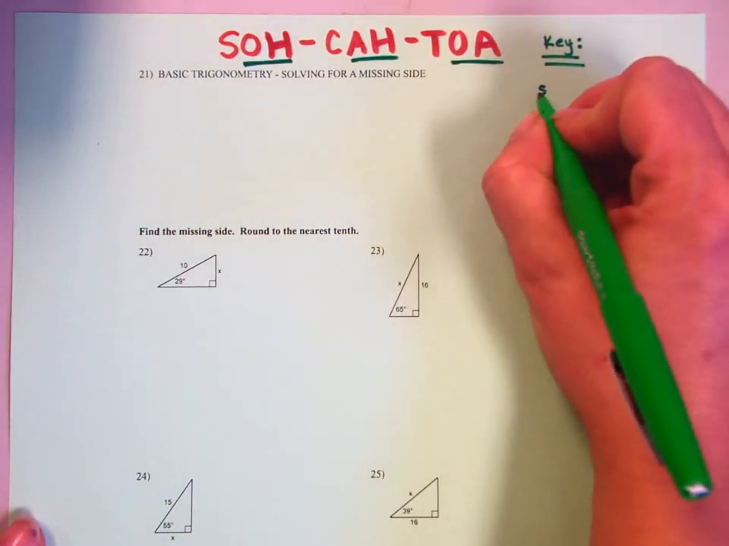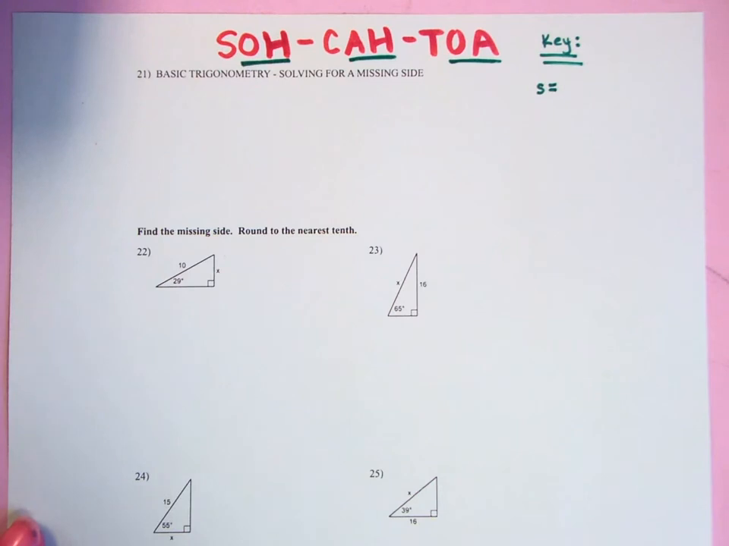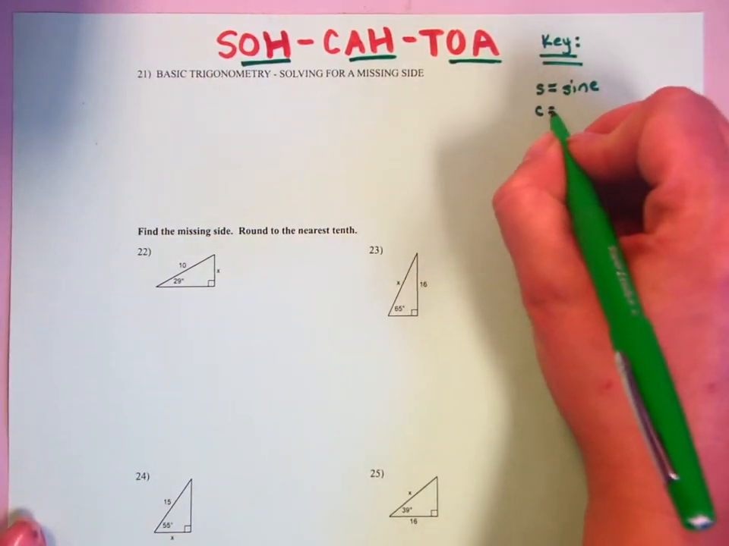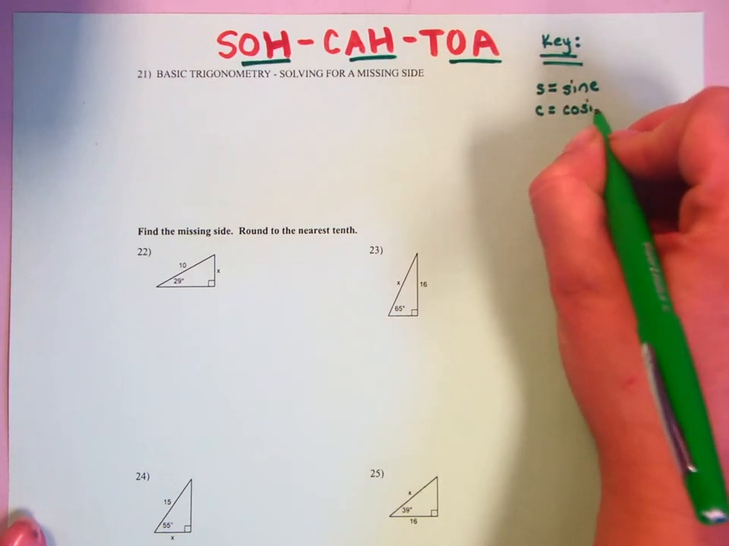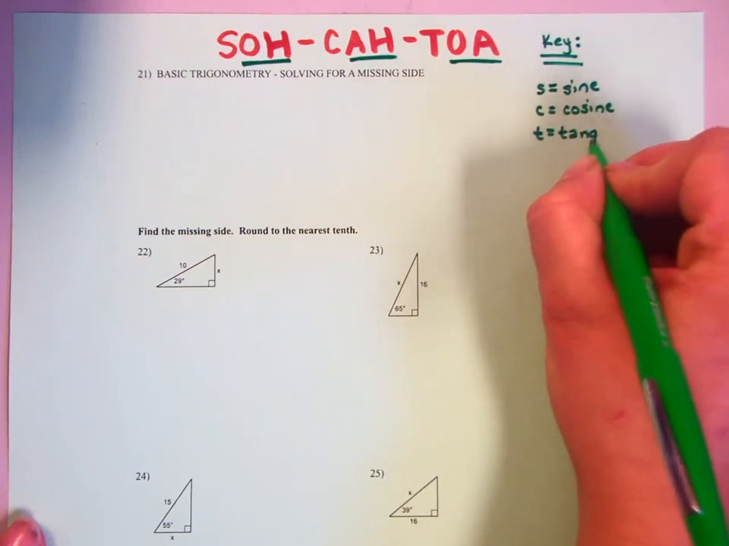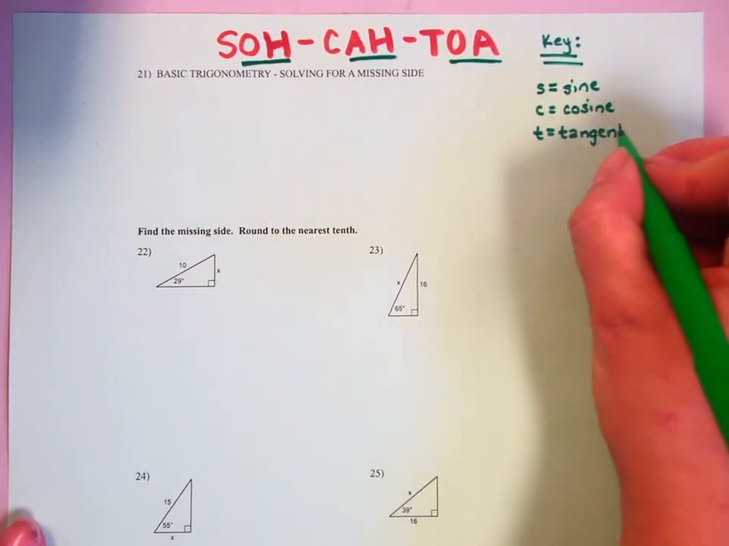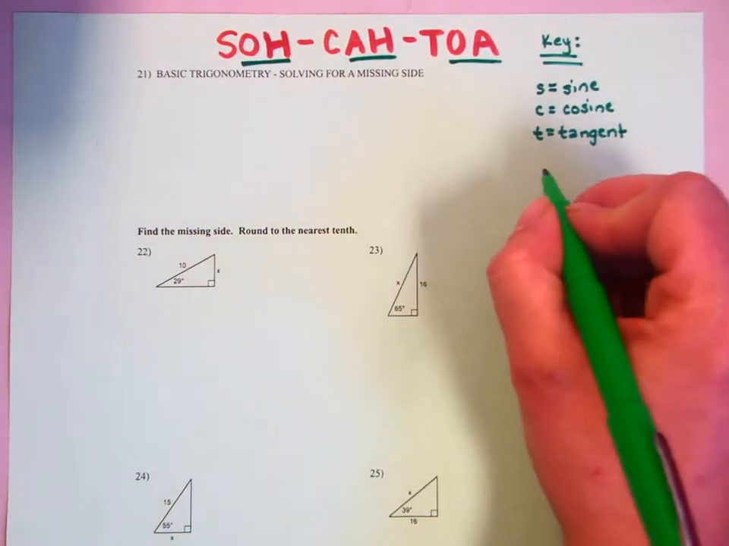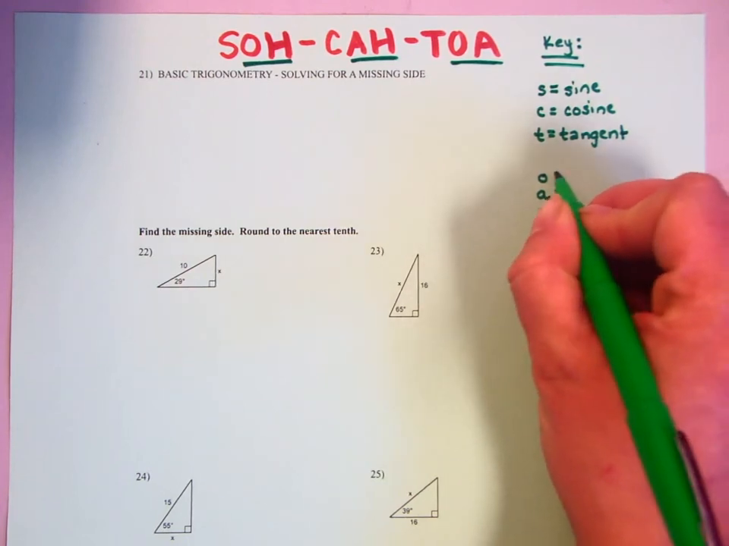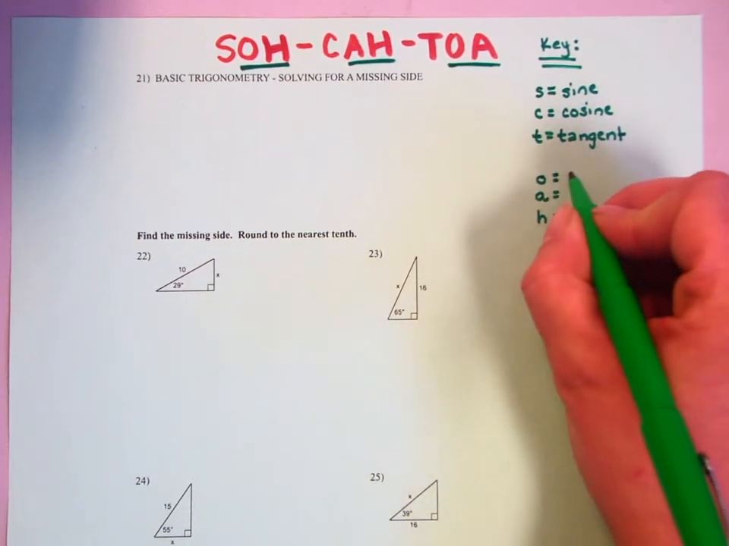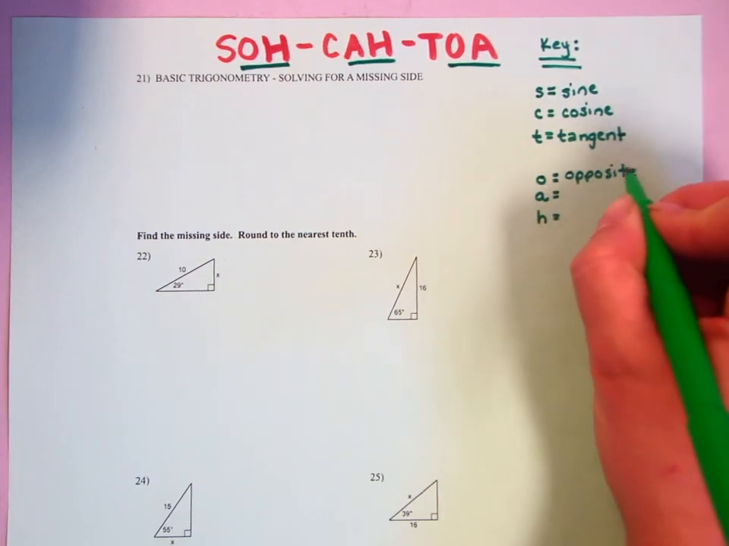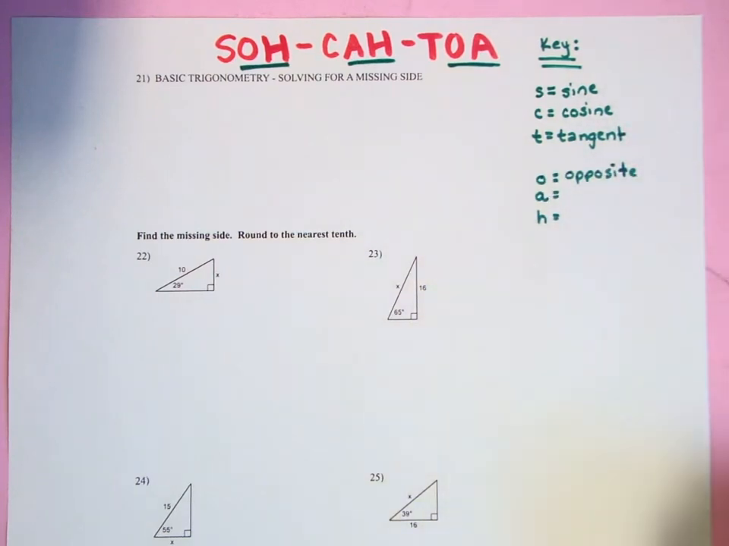We know that the S represents what trig function? Sine. Very good. The C represents cosine. T represents the tangent. And then we have the pieces that make these up. So we have O, A, and H. O stands for the opposite, and it's the side that doesn't touch the angle in question.